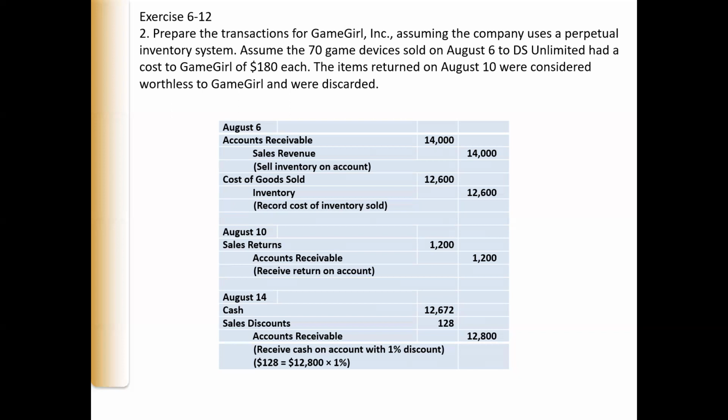Next, when the products were returned, we debit our sales returns and we credit our accounts receivable. Then when we received the money, we debit our cash, we debit our sales discounts, and we credit our accounts receivable of 12,800. Remember, they took the discount.